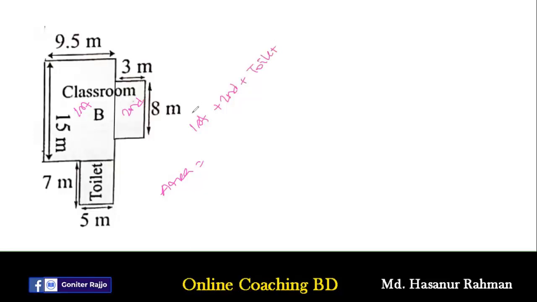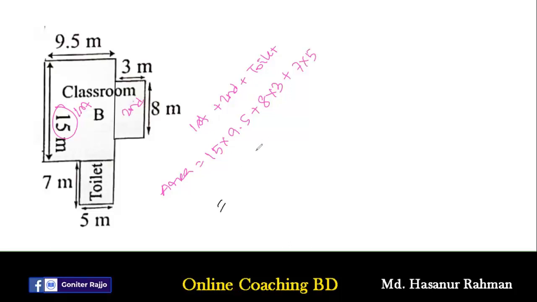So how can we solve? At first part, if we see, length is 15 and breadth is 9.5. So 15 multiplied by 9.5 plus at second part, here length is 8 and breadth is 3. So that will be 8 multiplied by 3. Excellent. And what about the area of the toilet? That is 7 and 5. So 7 multiplied by 5. So if we add all of this, then we get our final solution.